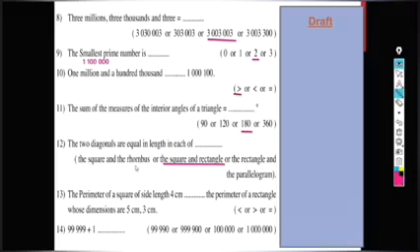If we look here, we will find the perimeter of the square is 16 centimeters, and the perimeter of the rectangle equals 16 centimeters. So the right answer here is equals, is equal. So we can choose the equal sign.